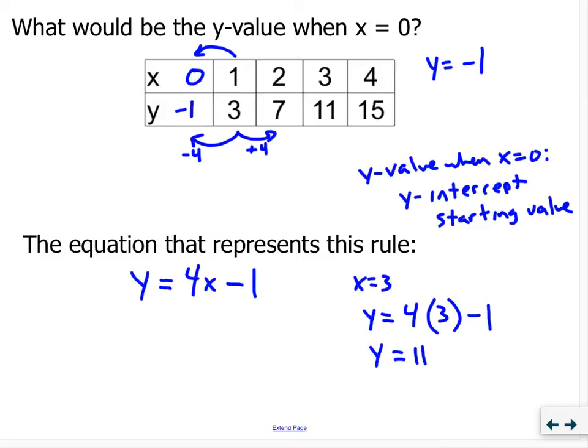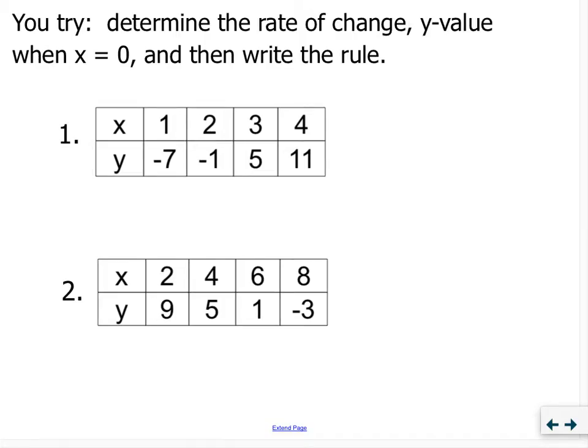Very nice. Well, let's keep going. It's going to be your turn to play now. What I'd like you to do with each table is first find the rate of change, find the y value when x equals 0, the y-intercept, and then write me the rule that relates y to x.